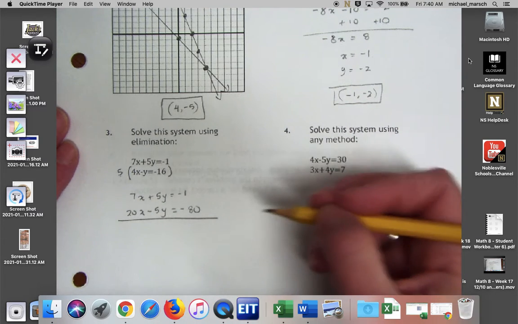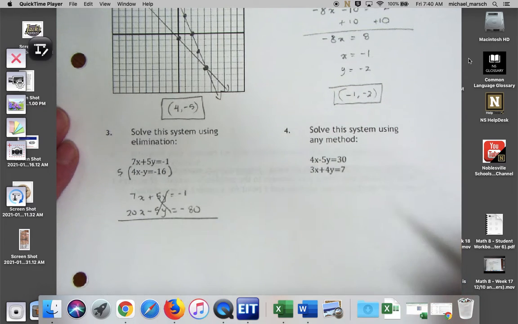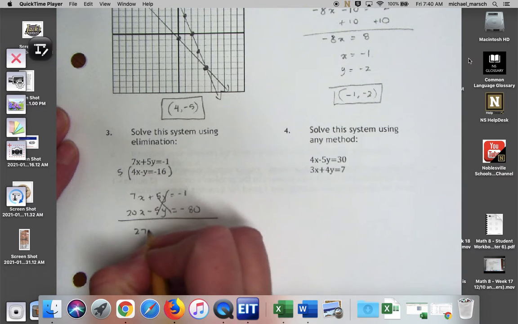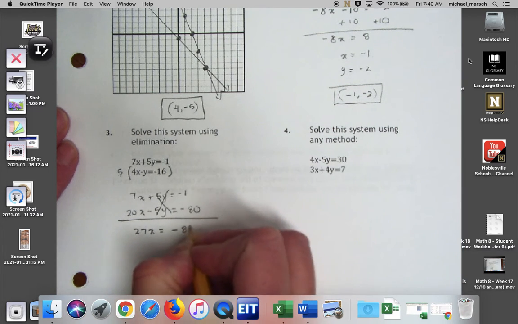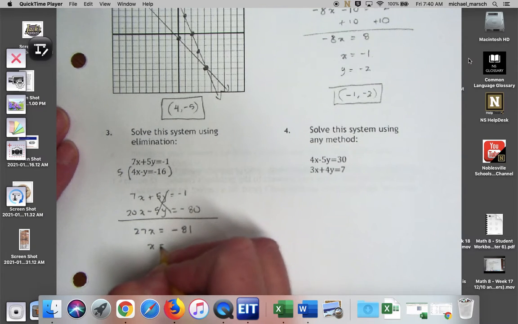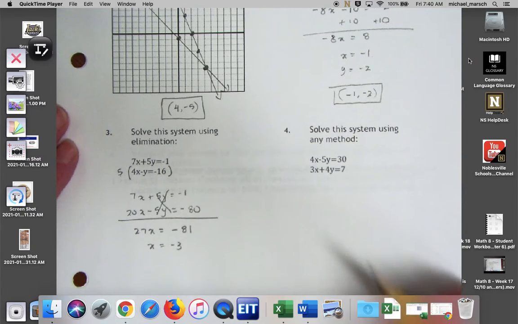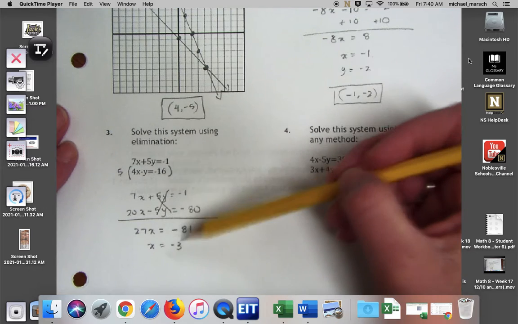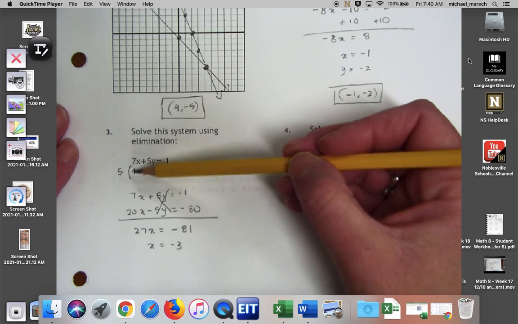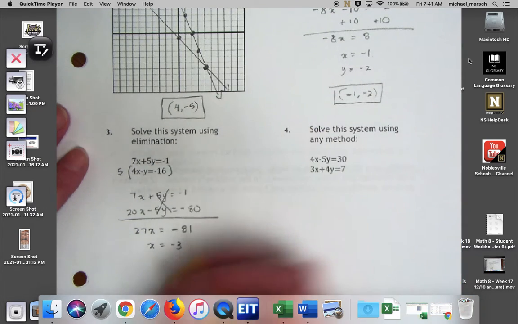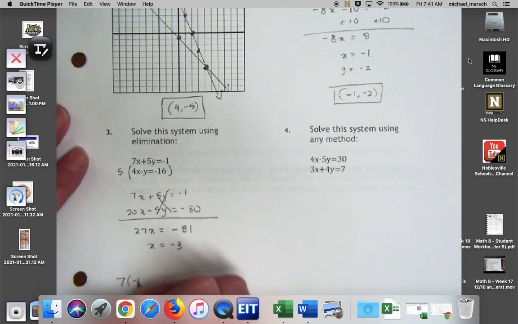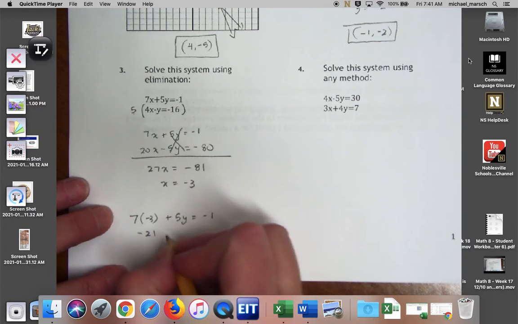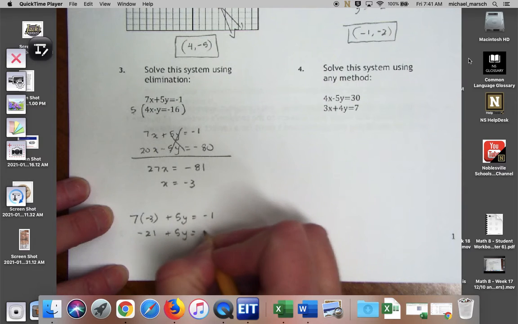So when I combine these, my y's are gone, and now I have 27x equals -81. So that gives me x equals -3. And then I can put that -3, of course, back into either of these equations. So I'm going to do 7 times -3 plus 5y equals -1. -21, let me scoot this up, plus 5y equals -1.